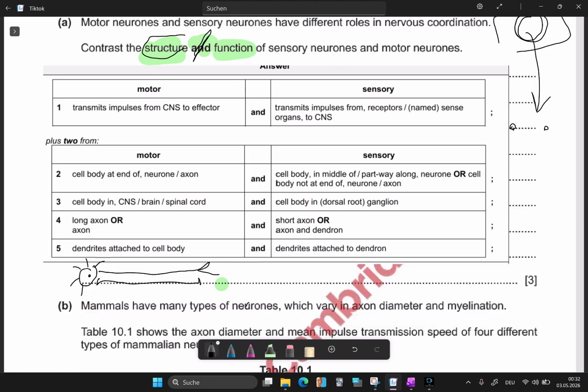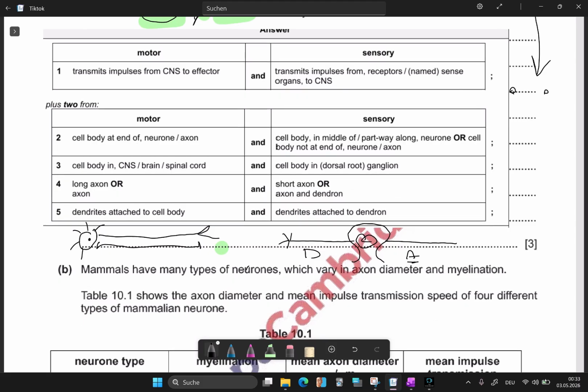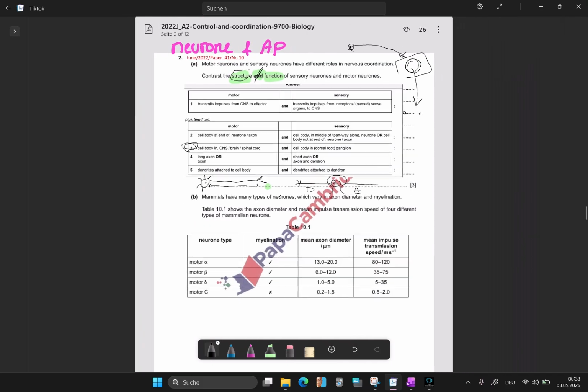While the sensory neuron's cell body is usually in the middle, and it has a dendron in the beginning and then an axon, and the axon is shorter than the motor's, and the dendrites are attached to the dendron, not to the cell body. And the cell body is not in the CNS. No, it's in something called a dorsal root ganglion. This is not really directly written, but it was written in the textbook, so just some extra information.